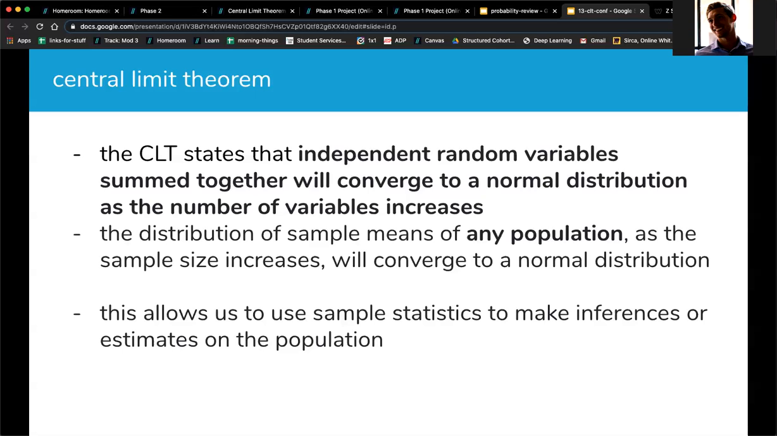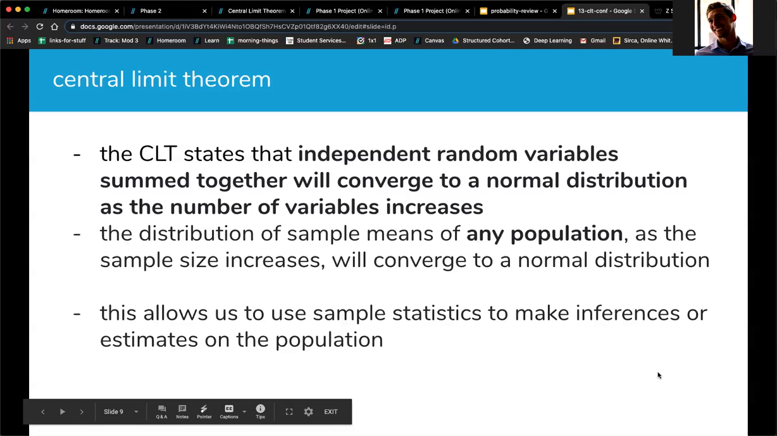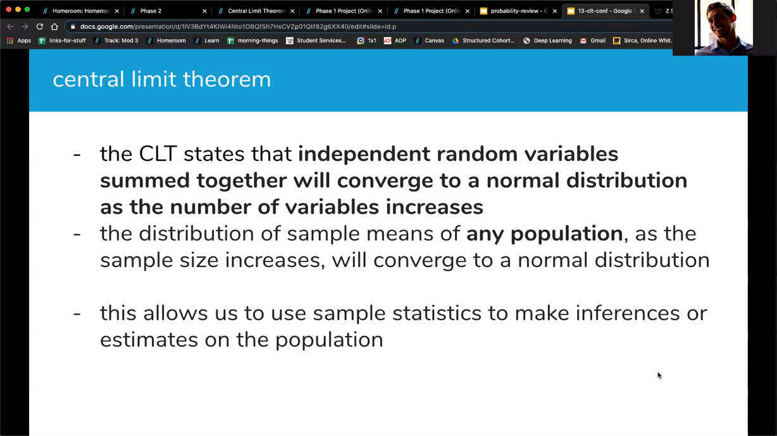For independent random variables, couldn't it be explained as if you have a population and then you randomly select a sample from that population, then each of those people in there are technically independent random variables? Yes, one individual. That's right. That is correct.